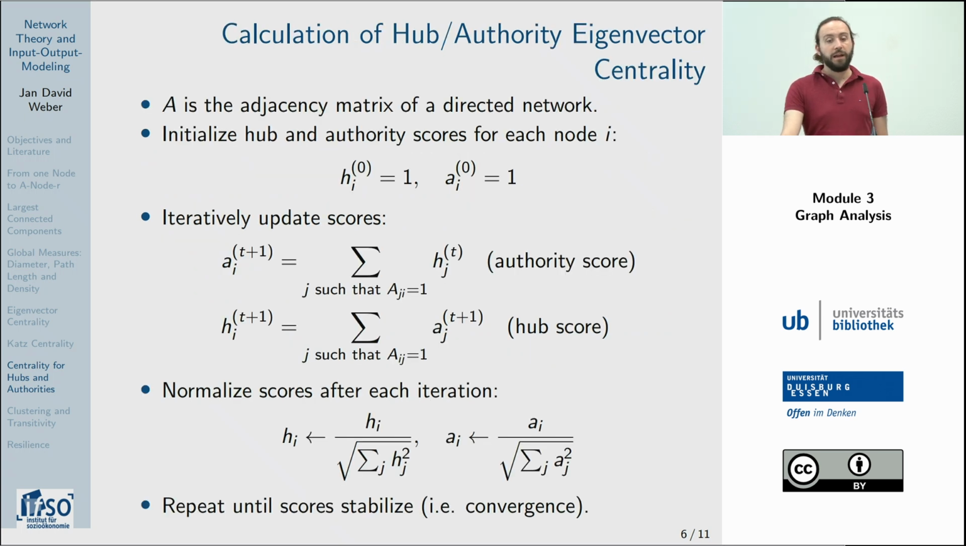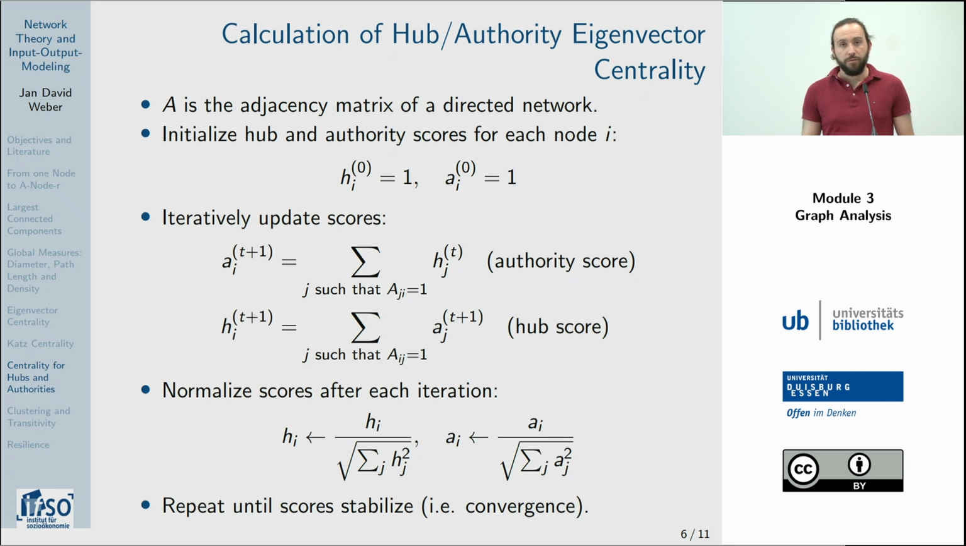To calculate the hub and authority eigenvector centralities, we take the adjacency matrix of the directed network. In the first step, we initialize the hub and the authority scores to a random number. And as always, the easiest number to use in math is 1. So we set hj0 to 1 as the hub index, and the authority index aj0 also to 1.